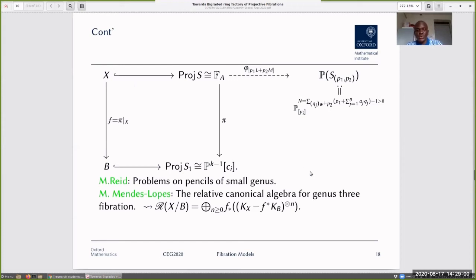Related to our study is also the work of Miles Reid and his student Mendes Lopez, where they studied relative canonical algebras of pencils of hyperelliptic curves, and the objects of their study are usually the relative sheaf of rings defined as follows, and the assumption is usually that the base is small, quasi-projective or affine, and the study is usually restricted to a small neighborhood of a point in the base.